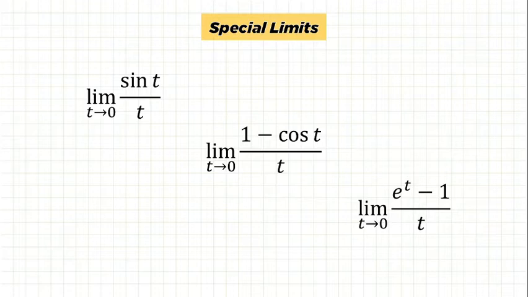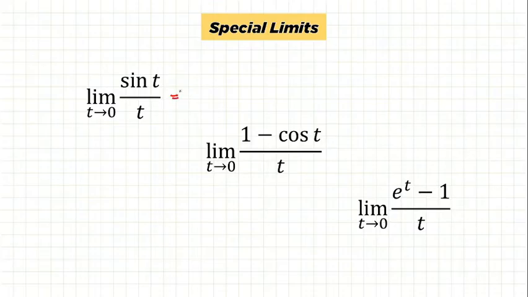Okay, so we have the limit of sine t over t as t approaches 0, the limit of 1 minus cosine t over t as t approaches 0, and the limit of e to the t minus 1 over t as t approaches 0. Now, from our previous lesson, if we are given a transcendental function, specifically the exponential, logarithmic, and trigonometric function, we can just do direct substitution in evaluating the limit of those functions, right? So in this case, let us try to evaluate the limit by direct substitution.